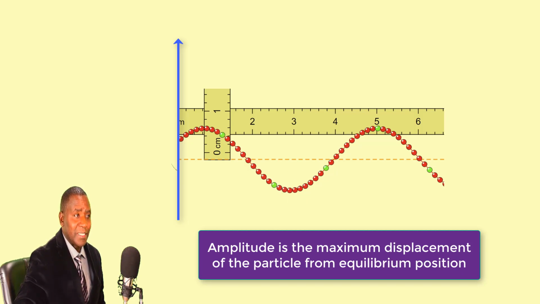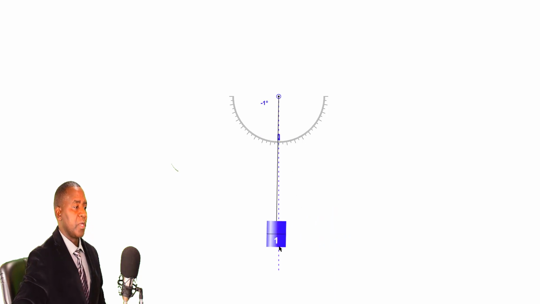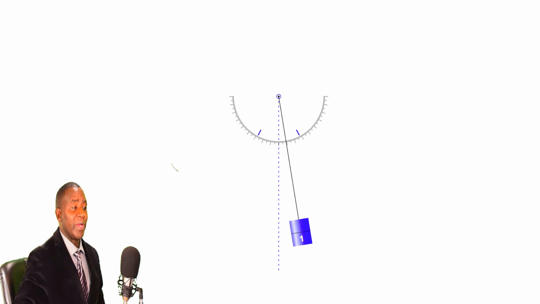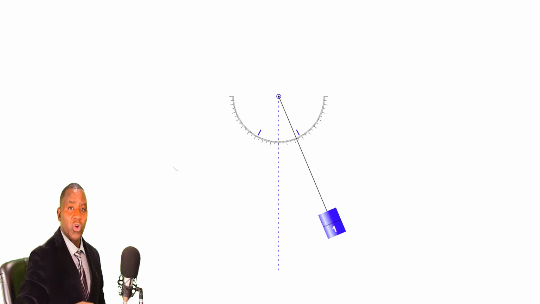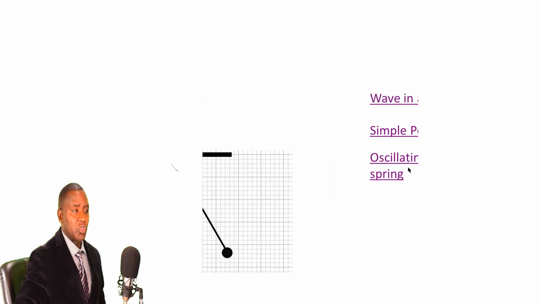Let's look at another system. This other system was the simple pendulum. This simple pendulum always starts from some point there, and then I would displace it from its equilibrium position. Also observe there is an equilibrium position here, and I'm displacing that mass from the equilibrium position. And then when I release it, it starts executing oscillations. Again, that maximum displacement of the particle from its equilibrium position is what we refer to as the amplitude of the oscillation.